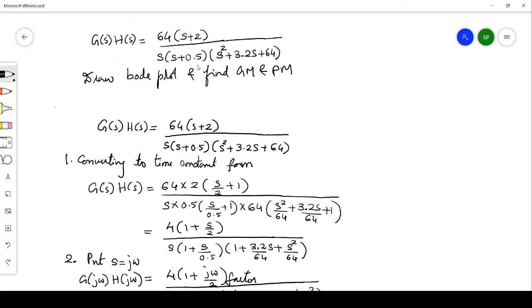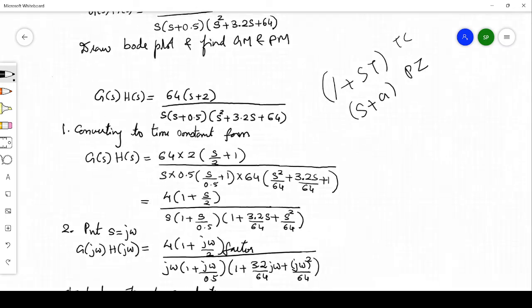What is the time constant form? Time constant form is nothing but the term will be of the 1 plus sT form. Okay, so if the term is of the form s plus a, then you can say this is pole zero form, and this is our time constant form. Now we are converting the transfer function to time constant form. How will we be converting it?